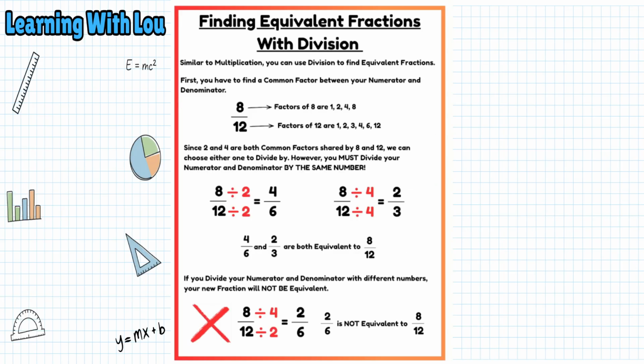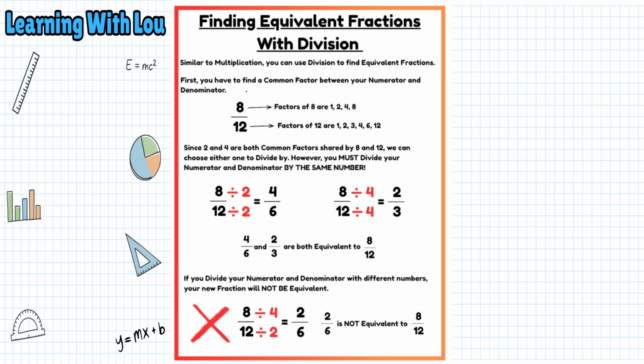One last thing I'm going to show you here is that you could also find equivalent fractions by using division. So let's say you have a fraction that already has pretty high numbers, like for example 8/12, and you don't really want to use multiplication. You can use division. What you have to do first if you're going to use division is find a common factor between your numerator and denominator.